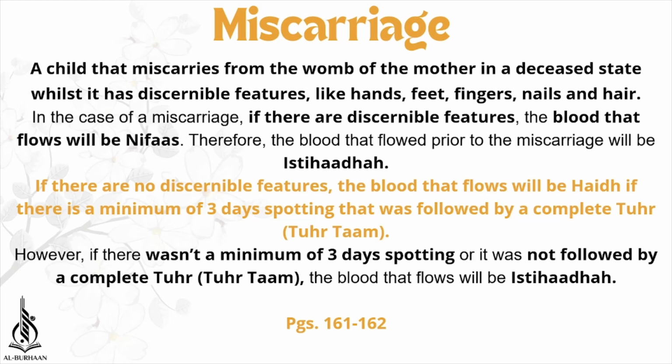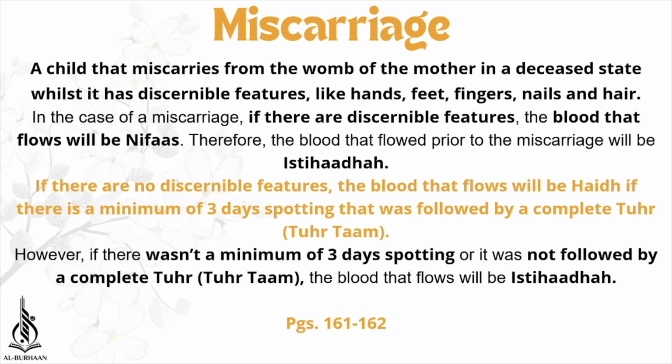Okay, so we've got a situation where there are no discernible features. So now the question arises, we said that any spotting during pregnancy is Istihaadhah. It doesn't really have much in the way of rulings attached to it. So now, when there are no discernible features, what do you count that blood as? We count that blood as Haidh if, first condition, it is a minimum of 3. We know it has to be a minimum of 3 for it to be counted as Haidh. And added to that, there must have been a tuhar of 15 days before the last Haidh. So let's assume that happened.